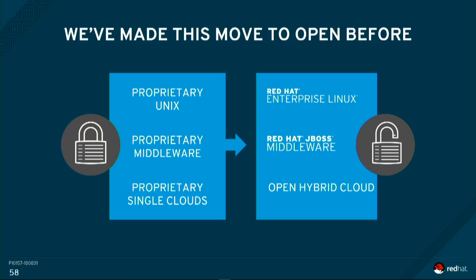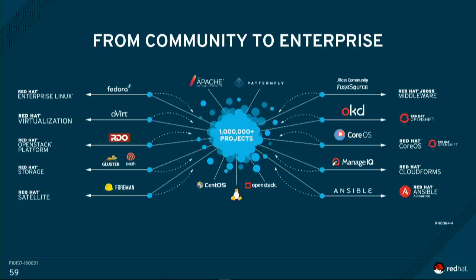So we've done this before. We have taken proprietary Unix and gone to Red Hat Enterprise Linux, proprietary middleware over to JBoss middleware, proprietary single clouds. We've moved over to open hybrid cloud. And we work with all of these upstream communities, from OS to business rules, to containerization to cloud management. We've worked with all of those. And we have hardened them and turned them into products which can be supported commercially and rolled out in a way that you know is going to be safe.